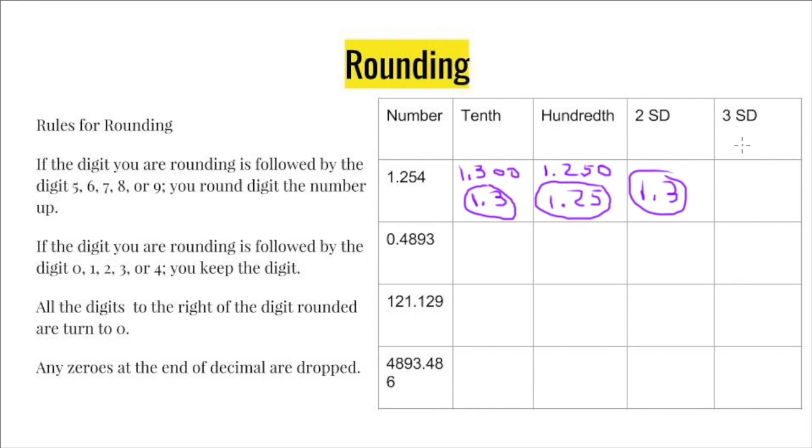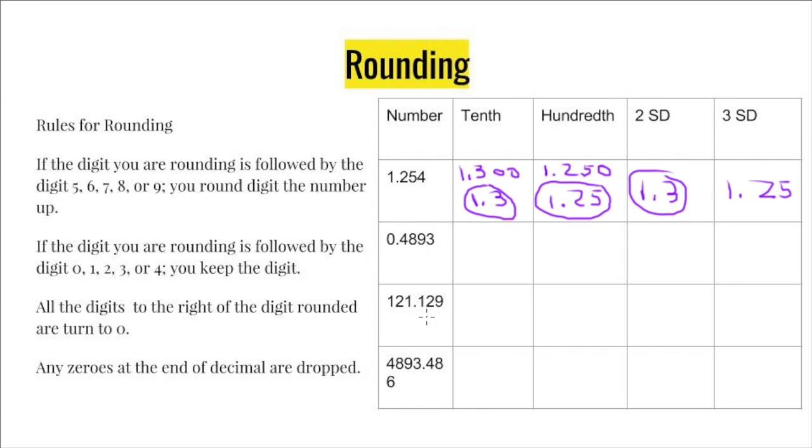Now, in the next one, we are rounding to 3 sig figs. So we're going to look at the third position. So 1, 2, 3. The third significant digit is 5. So we're going to round the 5. And just like we did in the hundredths position, it's going to be the same way. It's going to round to 1.250, or we simply say 1.25.